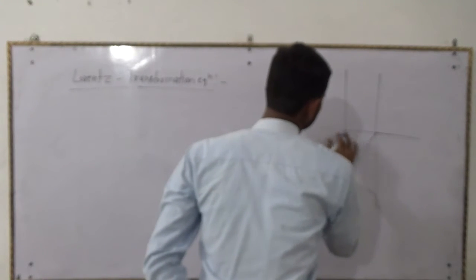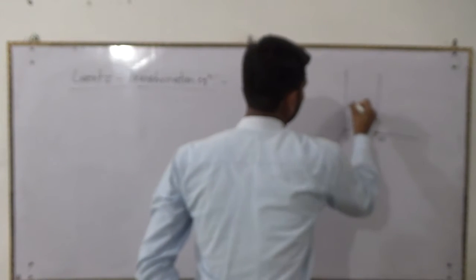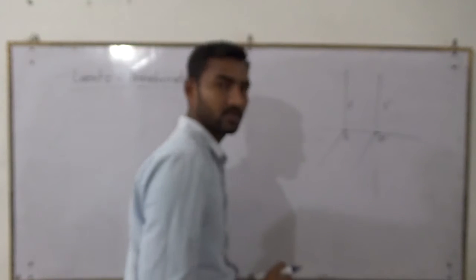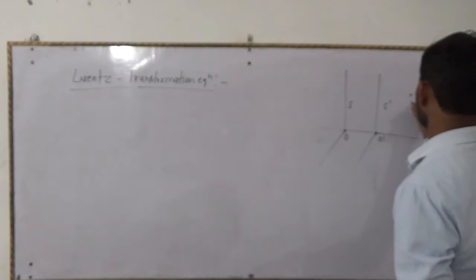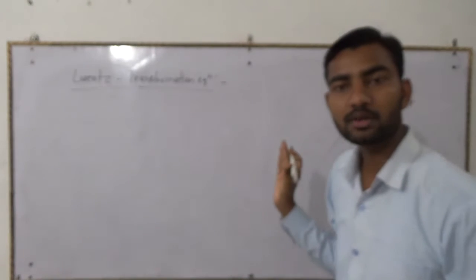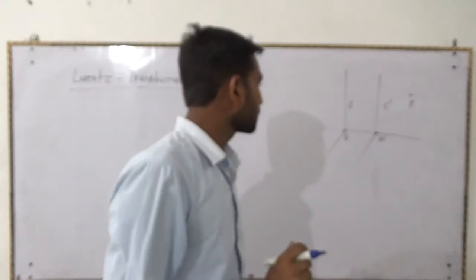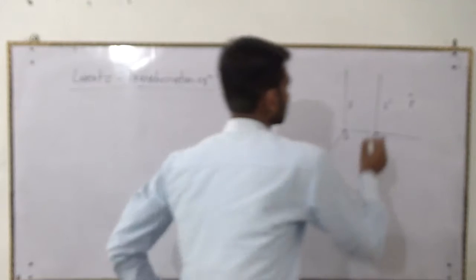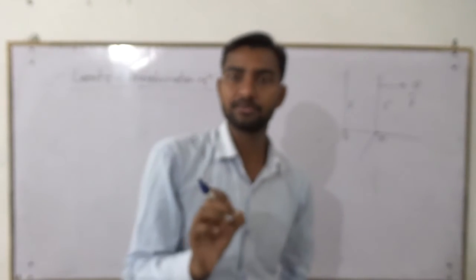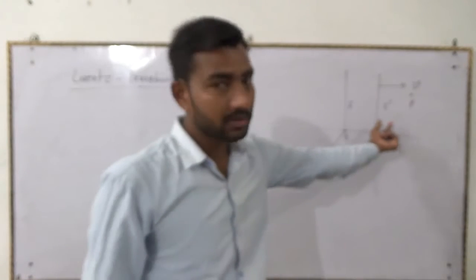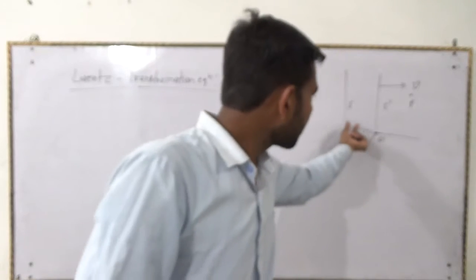with their origins O and O dash. Here we will observe an event at point P from these two frames of reference S and S dash. So friends, if we consider that frame of reference S dash is moving with uniform velocity v, then this frame of reference S dash is going far from frame of reference S.